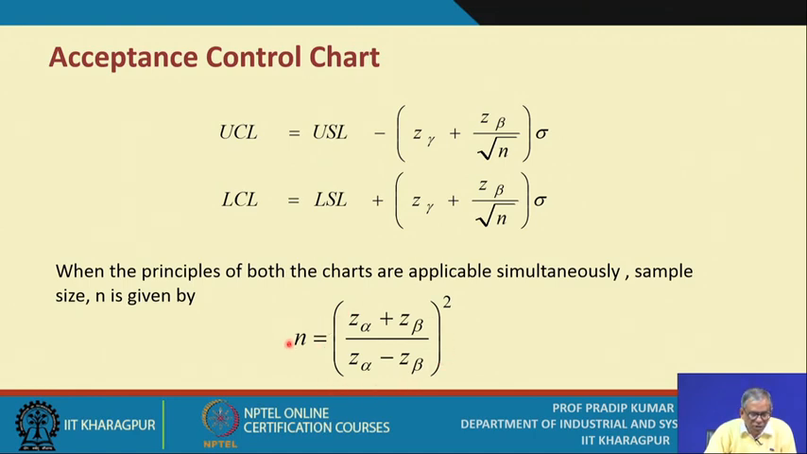So what is the expression for the sample size when you combine both these charts? It is Z alpha plus Z beta divided by Z delta, Z gamma minus Z delta. This is not Z alpha but Z beta, there is some problem. Is it clear? Okay, we'll make these changes later on.